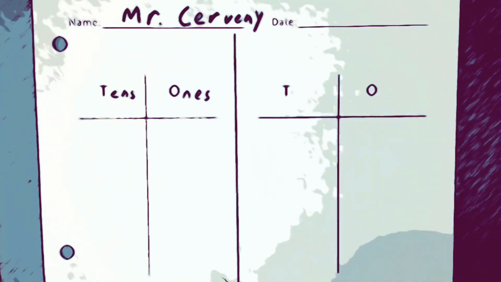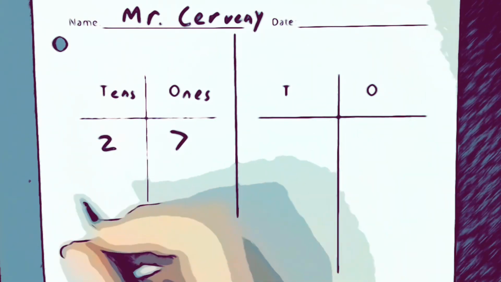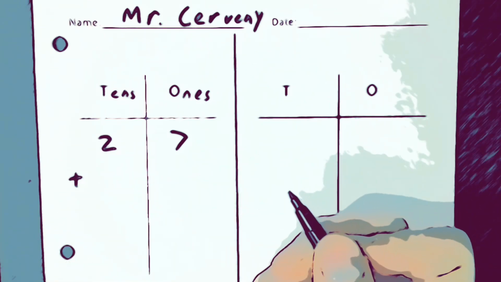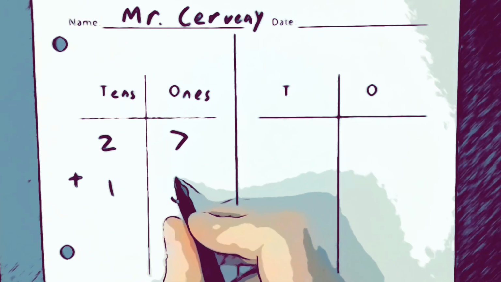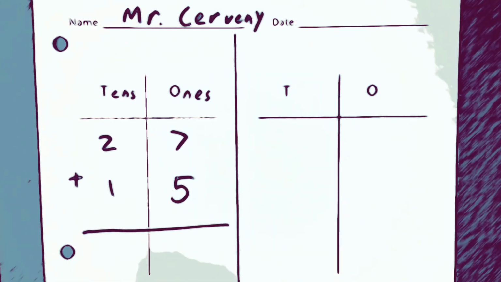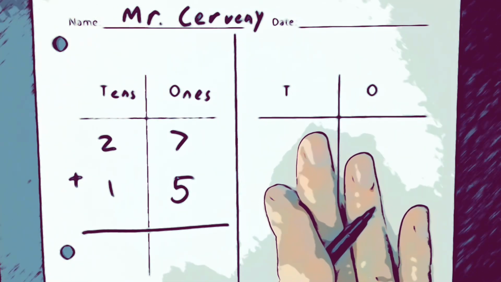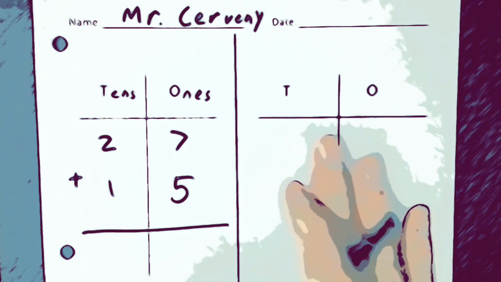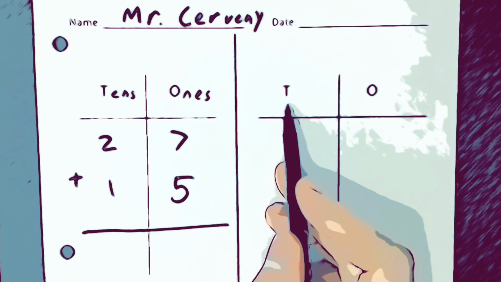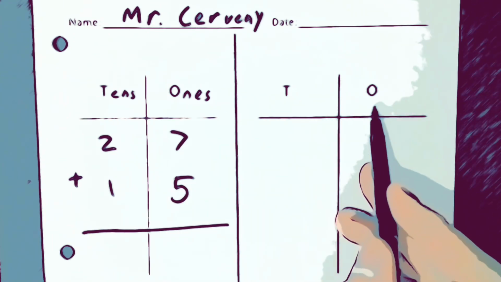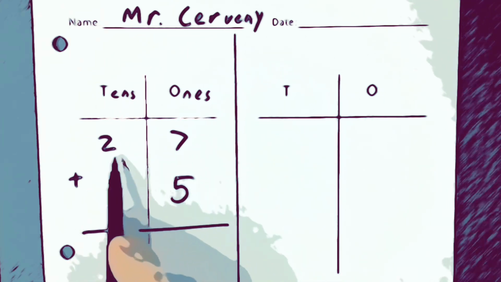So if we were going to do the number, let's say, 27 plus 15, we would write it just like that on this side, but then we're going to draw it over here using our tens and ones. So the first thing we do is remember that the T stands for tens and the O stands for ones. So we look over at our top number here, which is 27, and we're going to quick draw that.